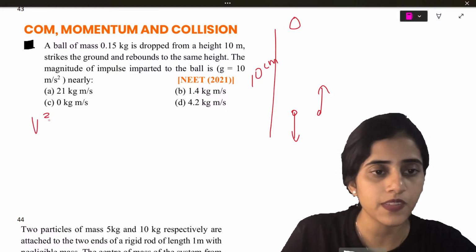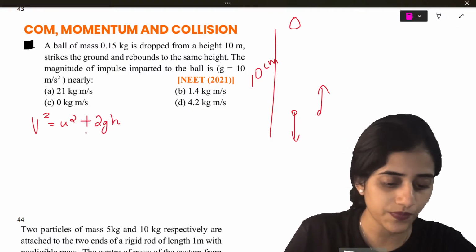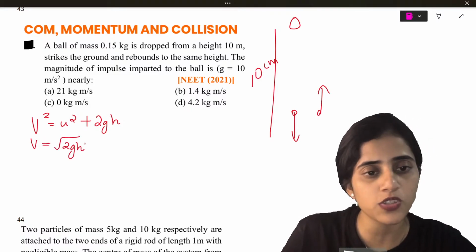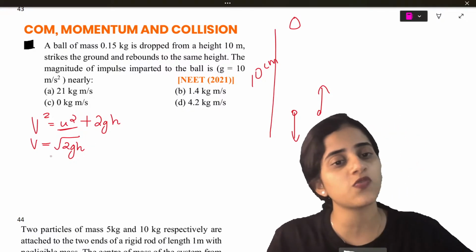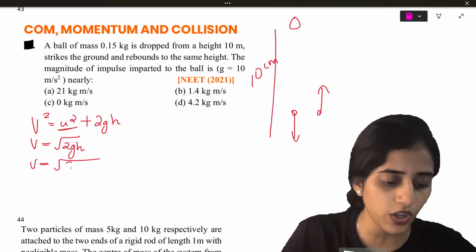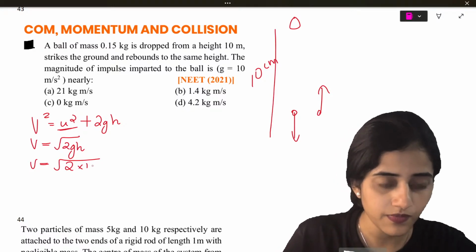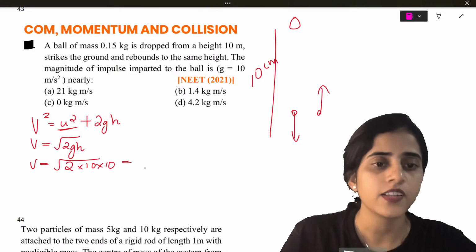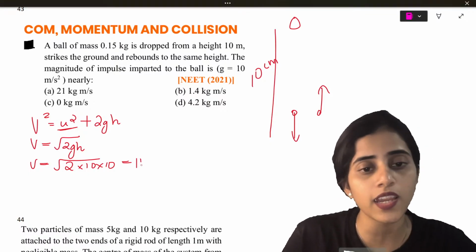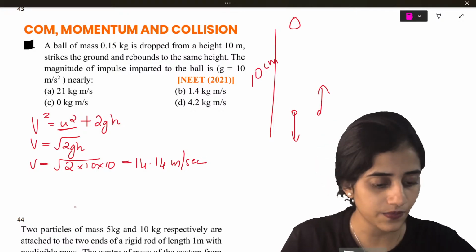So what is the formula? V square is equal to U square plus 2GH. Initial velocity is 0, so V square is 2GH, and V is square root of 2GH. Now substitute the values: square root of 2 into G, which is 10, and the height is also 10. So this is 2 into 10 into 10. Taking the square root, you will get 14.14 meters per second.